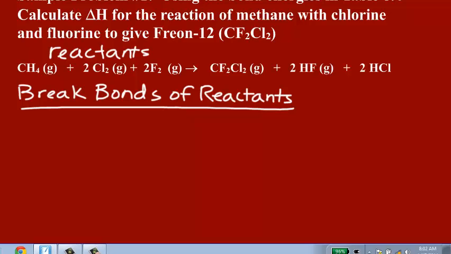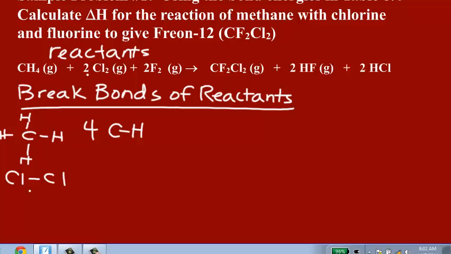Double it. So CH4, hopefully you remember, it looks like this. If you think of CH4, what we really have there are 4 C to H bonds. We're going to have to break those in CH4, right? Cl2 looks like this, but we have 2 of those, right? So we're going to have to break 2 Cl to Cl bonds.